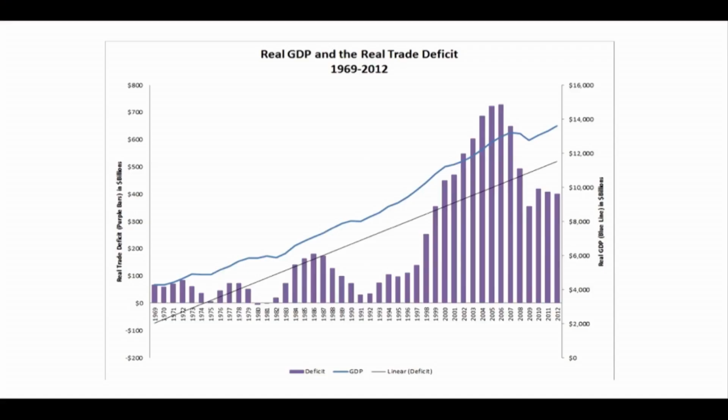Don? Can we put the graph up that's currently on the... This is a graph that shows the relationship between real GDP growth in the United States and the real trade deficit of the United States. The bars are the trade deficit. The line, the top blue line, is GDP growth from 1969 through 2012. I challenge you to look at that graph and say that the trade deficit has had a negative impact on real GDP growth. Remember, the trade deficit is offset by capital inflows.